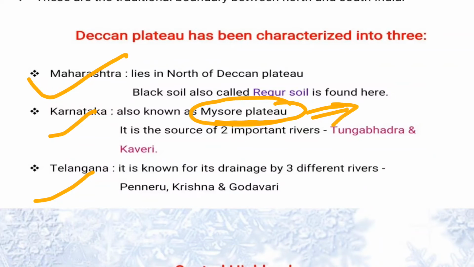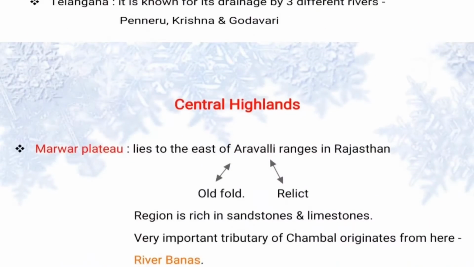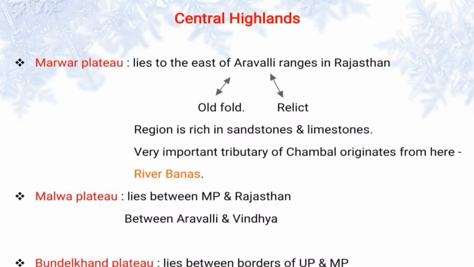Karnataka is also known as the Mysore Plateau. It's also known as the Mysore Plateau, and Karnataka is the source of two very important rivers. One is Tungabhadra and another is Kaveri. Coming to Telangana, it is known for its drainage by three different rivers: Penneru, Krishna and Godavari. Moving forward, coming to the Central Highlands.